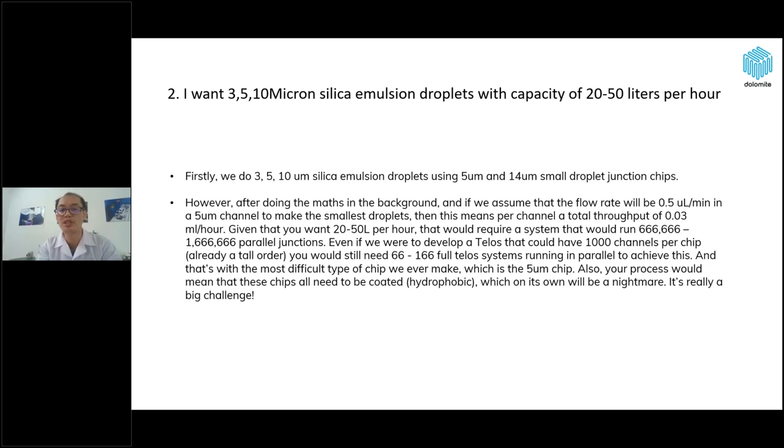So even if we were to develop a tailored chip that could have 1,000 channels per chip, you would still need from 60 to 160 full tailored systems running in parallel to achieve it, and just the most difficult type of chip we ever make, like the 5 micrometer chip. Also, with your application, the chip needs to be coated with a hydrophobic surface coating, which on its own will be a nightmare, and it's really a big challenge to generate small silica emulsion droplets with very high capacity, like 20 to 50 liter per hour. It's a very big challenge.